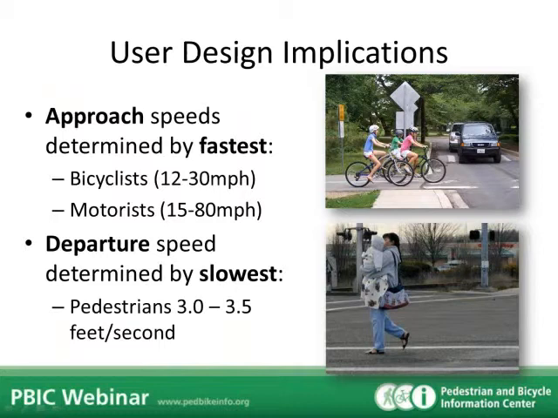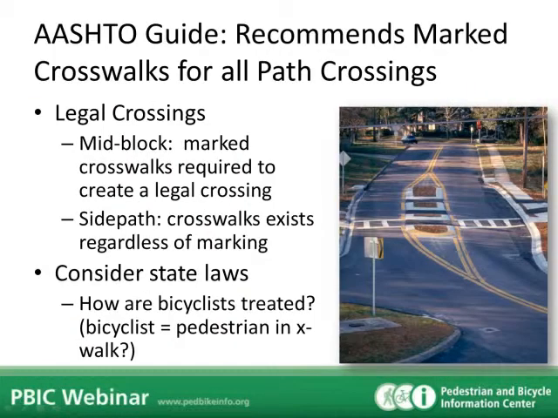The other consideration you have, obviously, in a shared use environment is the pedestrian. You have to design for them crossing a street, and they're designing for the slowest speed that they cross, which is typically 3.5 feet per second. Another important consideration is that the AASHTO guide is recommending a marked crosswalk for all path crossings as a standard approach to shared use path design.